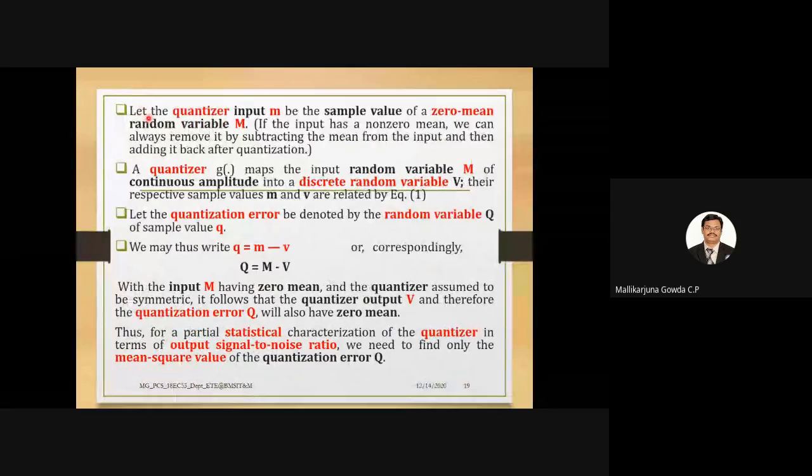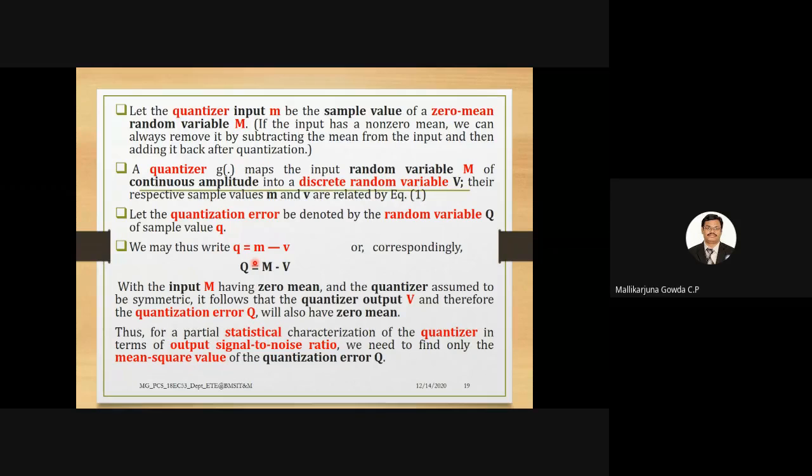If I consider the quantizer input as M, that is my continuous time signal, the sample value of a zero mean random variable M, I denote it here. If the input has a non-zero mean, we can always remove it by subtracting the mean from the input and then adding it back after quantization. It is just for mathematical representation of this quantization error that we are dealing with.